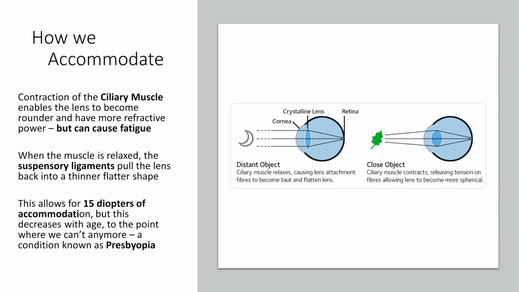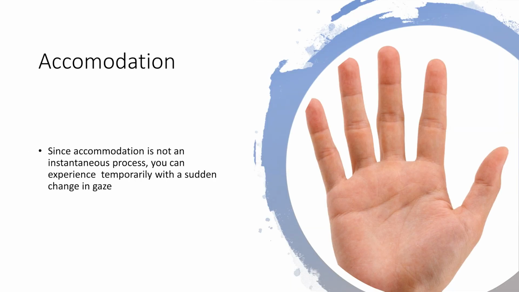This accommodative power allows us to increase our refractive power by about 15 diopters. This, however, decreases with age to the point where we can't effectively accommodate anymore, which is a condition known as presbyopia. Since accommodation doesn't happen instantaneously, you can experience a temporary blurriness with a sudden change in gaze. You can try this by rapidly moving your hand towards your face and focusing on it, and then move it away and focus on it again. The image of your hand should briefly be out of focus before coming into sharp focus.